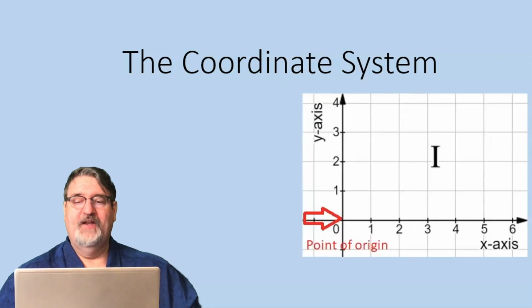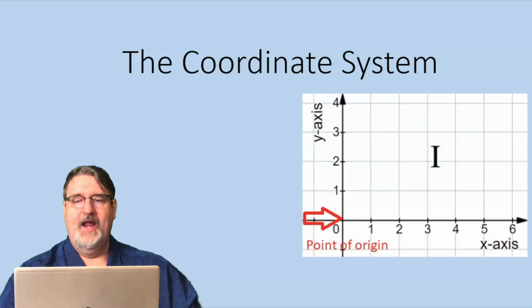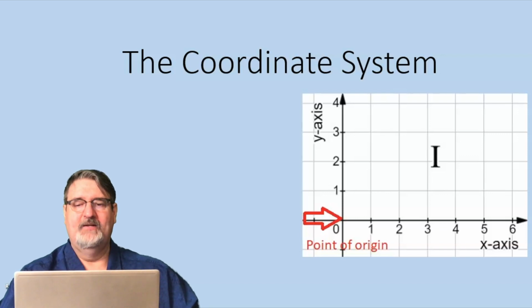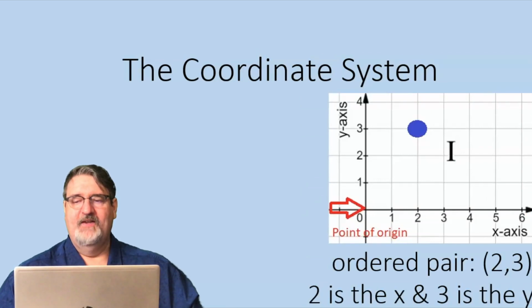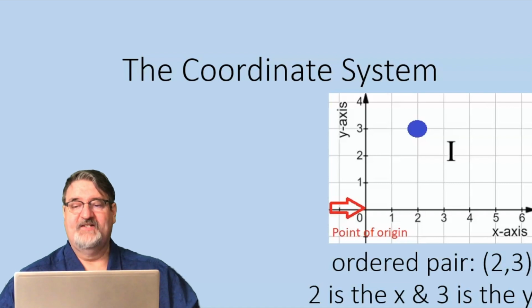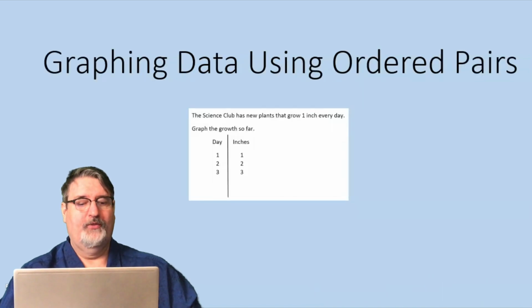Another thing to know is the point of origin, and that's 0, where the 0 comes together on the x-axis that goes to your left and right, and on your y-axis that is up and down. When we are graphing, we have in parentheses two numbers, and this is called an ordered pair. For this example, we have 2, 3. What that means is that the 2 is on the x-axis, so we go over 2 to the right, and then we go up 3 on the y-axis, and that would be called 2, 3.